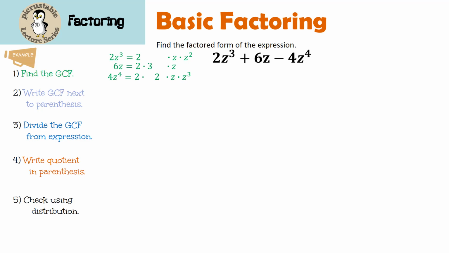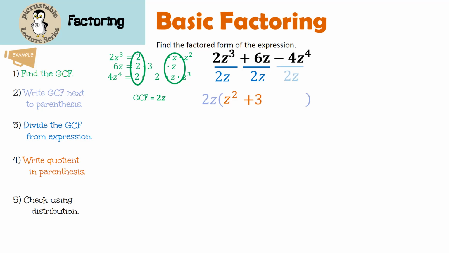Some of you will be asking, why did I write down negative 4z to the fourth? It won't matter until we start dividing the greatest common factor. What is the greatest common factor? 2z. We're going to write that next to a parentheses, and now we're going to start dividing. 2z to the third divided by 2z is z squared. 6z divided by 2z is 3. And now this one, we would say negative 4z to the fourth divided by 2z is negative 2z to the third. And guess what? We did it!